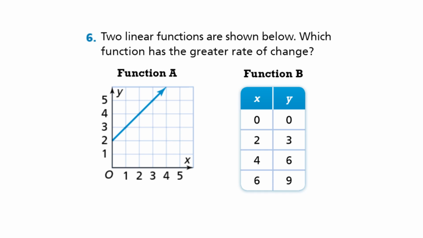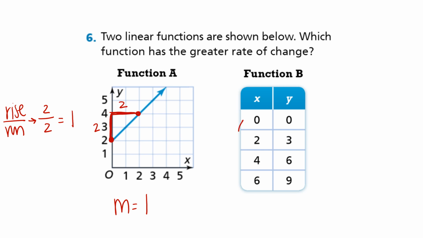Two linear functions are shown below. Which function has the greater rate of change? So for function A with our graph, we're going to pick out our 2 points that we can read clearly. And we're going to make our triangle. And we set up our fraction as rise over run. So we had to rise 2 and we had to run 2. 2 divided by 2 is 1. So here, our slope, the rate of change, is 1.